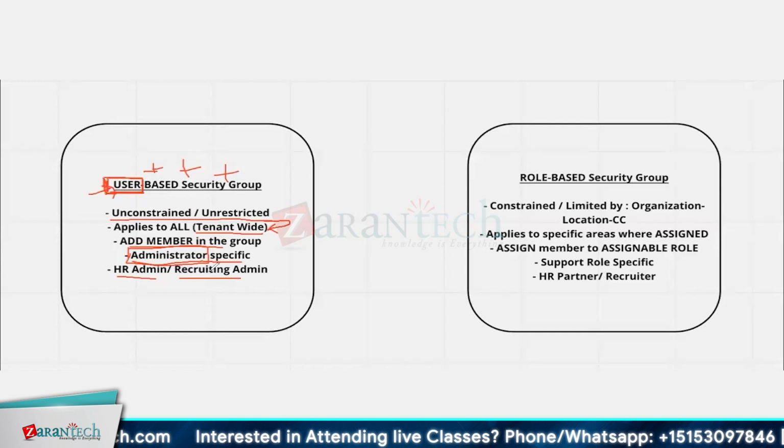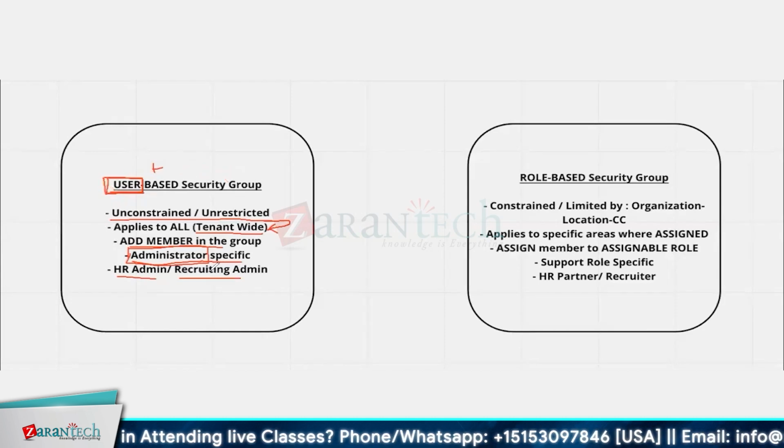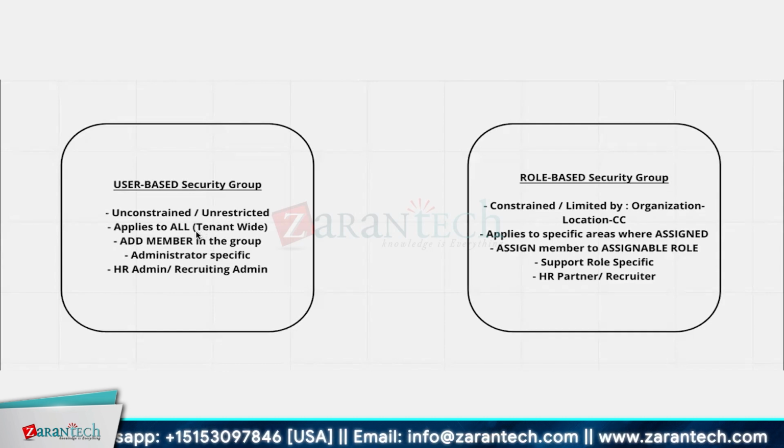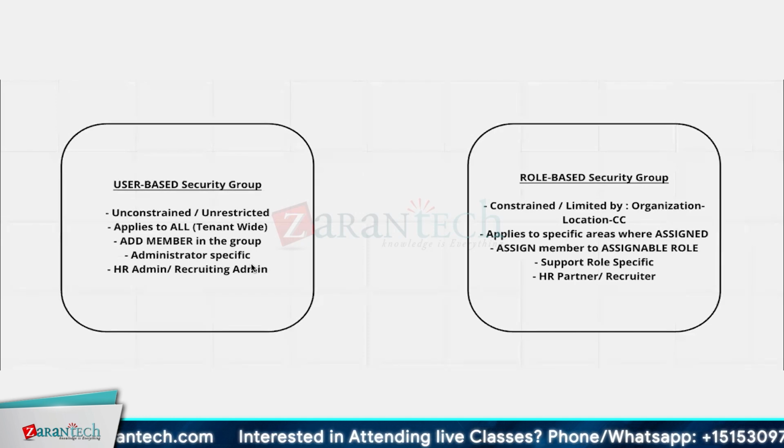Okay, so we'll do a quick configuration of user-based first. Tenant-wide means, see, if your company has a lot of child companies as well, and all of that is in the same tenant, and you're given a recruiting admin access, you will have that access for all those companies, whether it's a parent company or a child company. But if you're leaving one organization, let's say you're moving from Facebook to VMware, then you won't have that access.